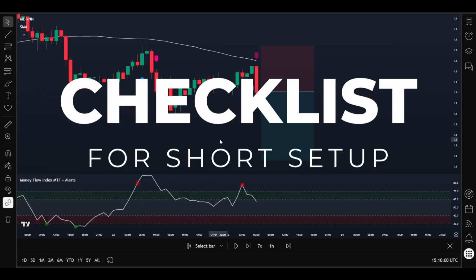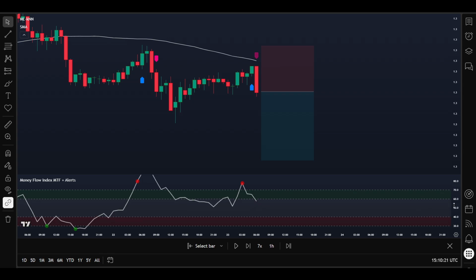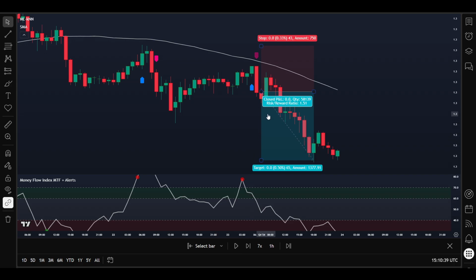Short setup checklist. First, trend filter. Price is trading below the 60 MA. Second, entry model. The kNN indicator prints a sell signal under a red candle. Third, MFI context. The MFI line is inside the 40 to 60 transition zone when the sell appears, and the most recent MFI dot was red, overbought tag, earlier in this downtrend leg. All three must be true on a closed candle. We act on the next candle open. Stop goes above the nearest meaningful swing high. Target is 1.5 R.